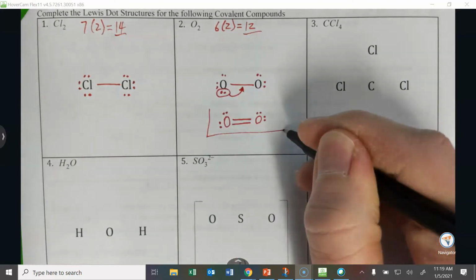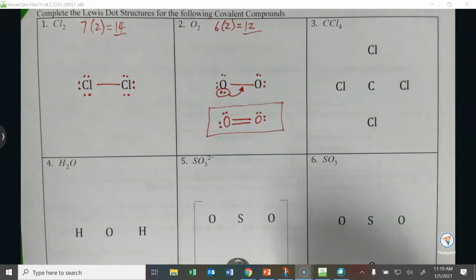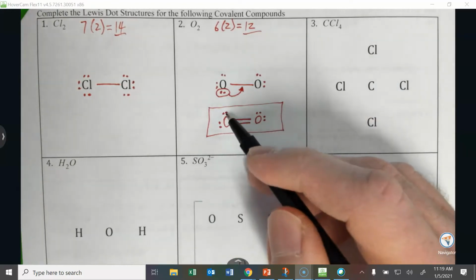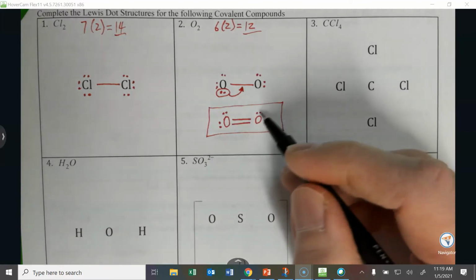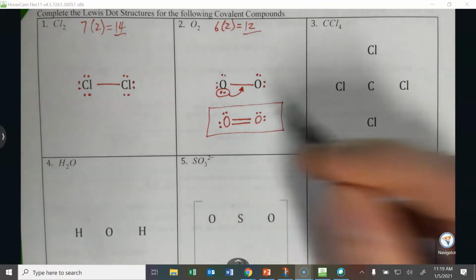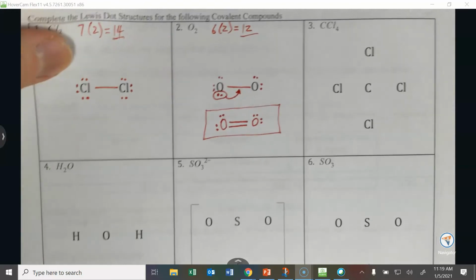And this is what our final structure ought to look like. Do a final check. 2, 4, 6, 8 around that oxygen. 2, 4, 6, 8 around that oxygen. Let's move on to CCl4.